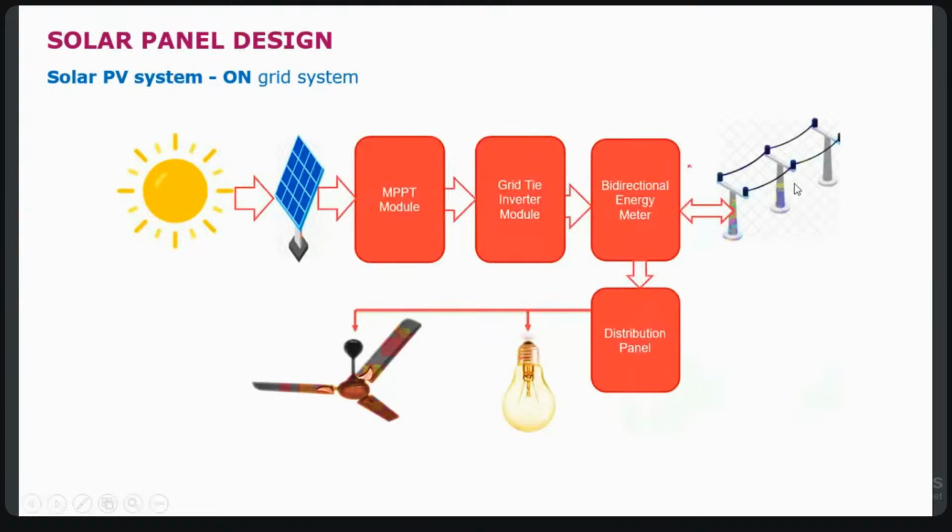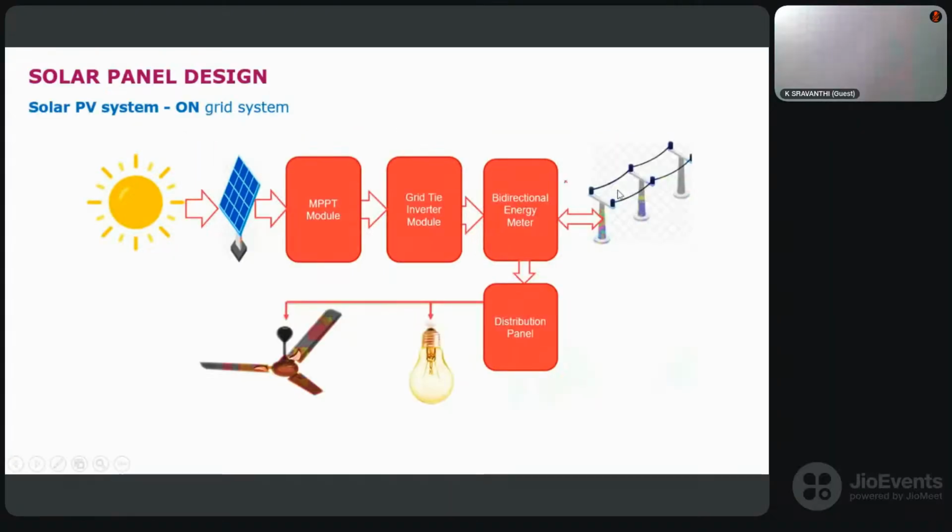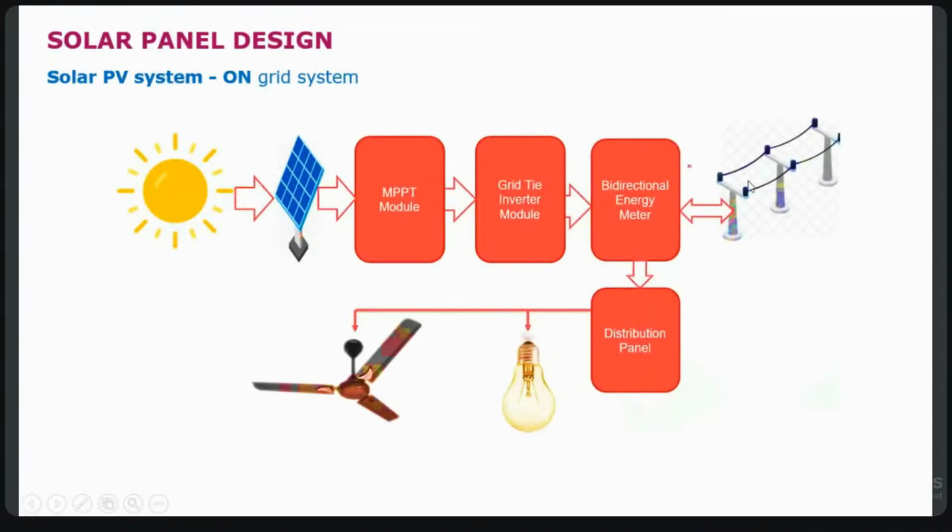In this case, we have to take the grid frequency as a reference, and based on this reference we have to generate PWM for the inverter model. Generally, in the on-grid system, we can call the MPPT model and the grid tie inverter model a single model.